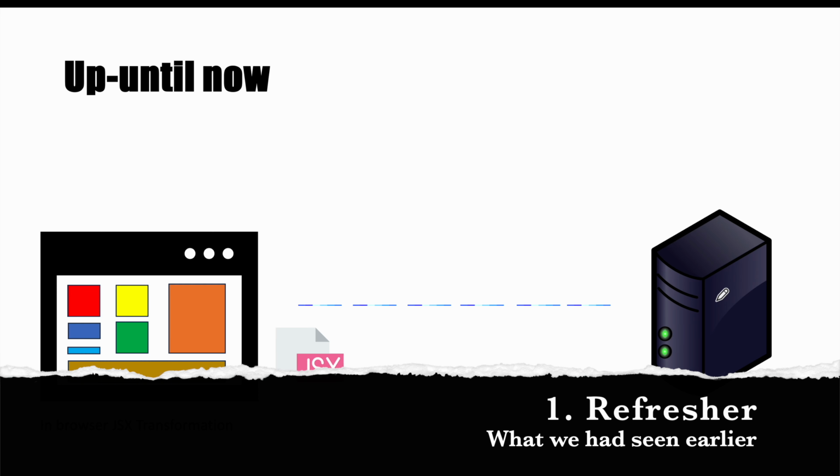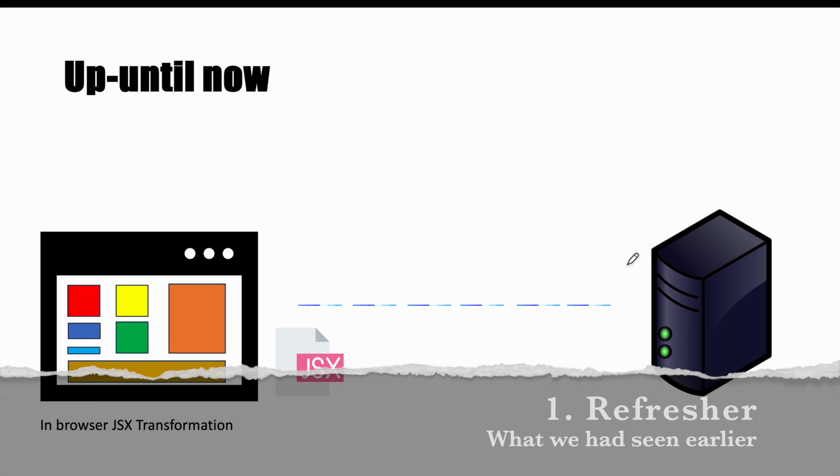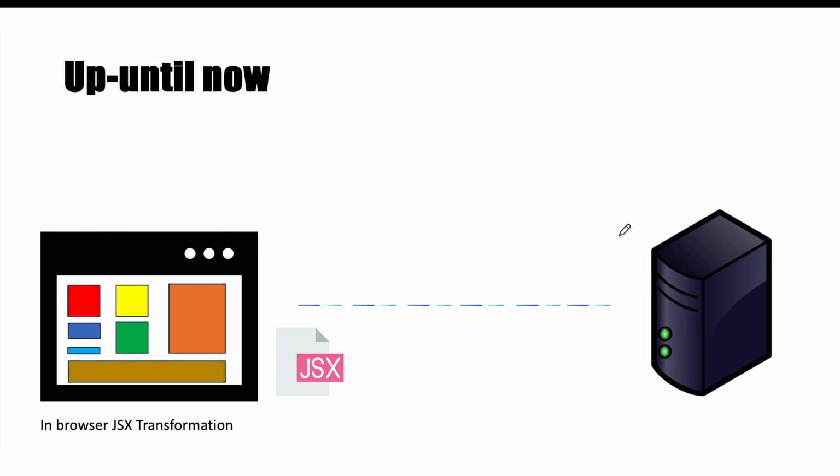So up until now, what did we see? We were having an HTML page which had both the React DOM and the React JavaScript. And the third thing which we had was the Babel script for transpiling JSX to JavaScript. So all these things were happening on the browser. The JSX to JavaScript was happening on the browser.